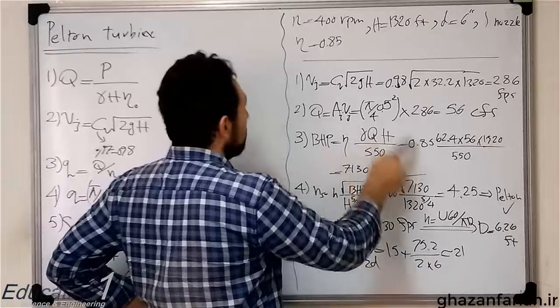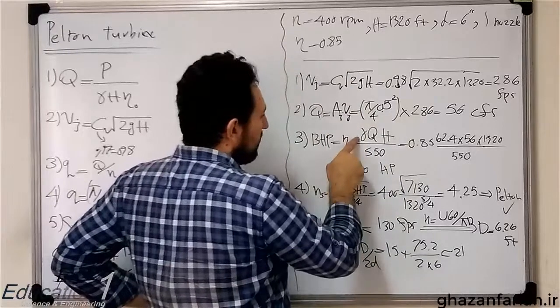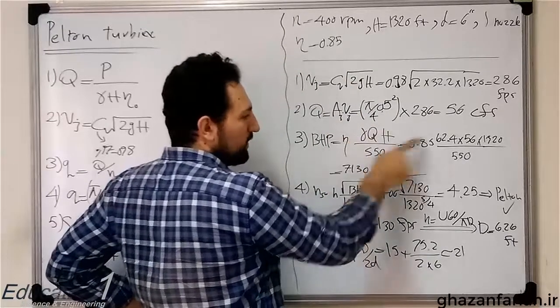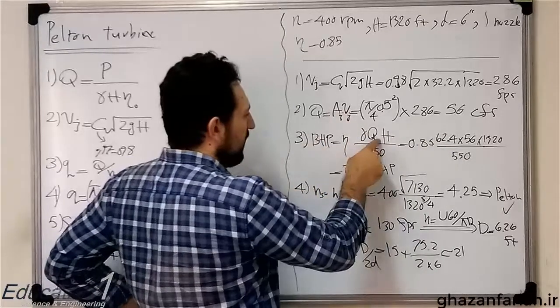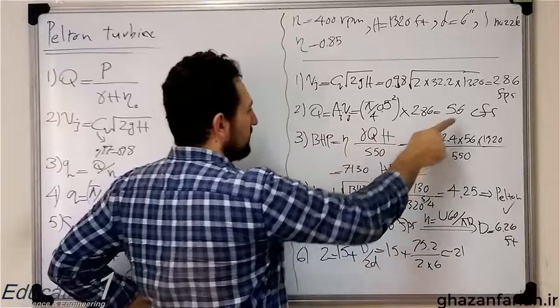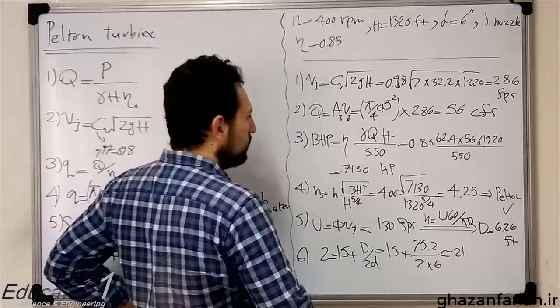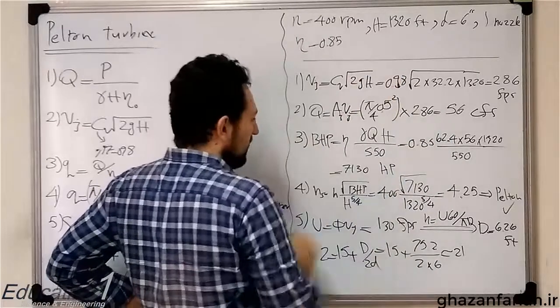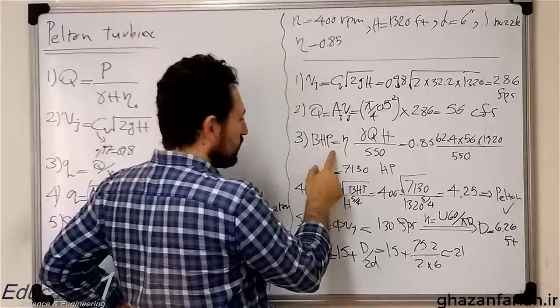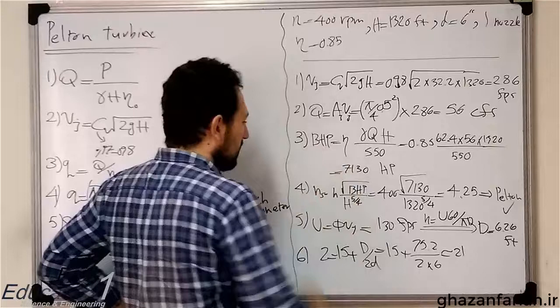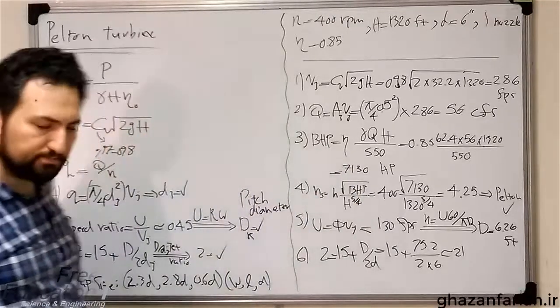So overall efficiency is given, and the working fluid is water, so this is the gamma of water at standard temperature. The capacity or the flow rate is computed in item 2. Head again is given, and this is the conversion factor. So the braking horsepower of this turbine is 7130 horsepower.